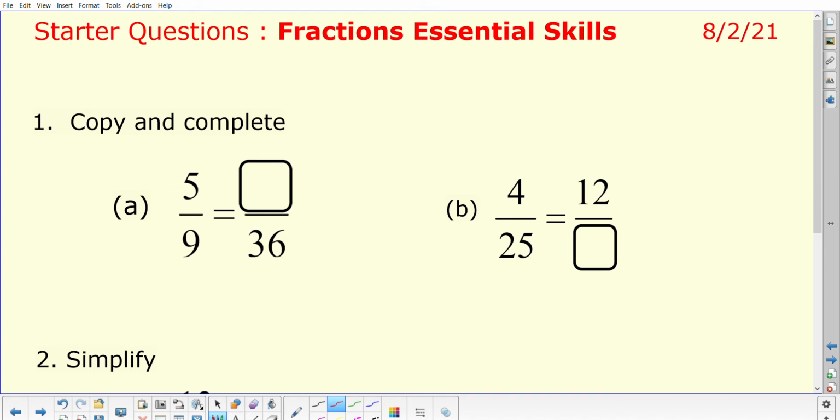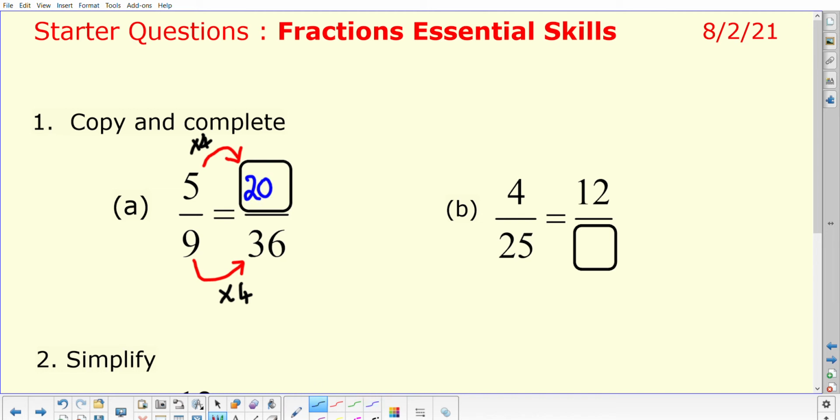So the first one here, you're looking at equivalent fractions, and in order to find your equivalent fractions, one of the processes that we use is multiplying top and bottom numbers of a fraction to change it into an equivalent fraction. So here clearly, if we've had to go from 9 into 36, it means that we had to multiply top and bottom by 4, which would mean that we were looking for the top number in here to be 20. So hopefully you've got that correct.